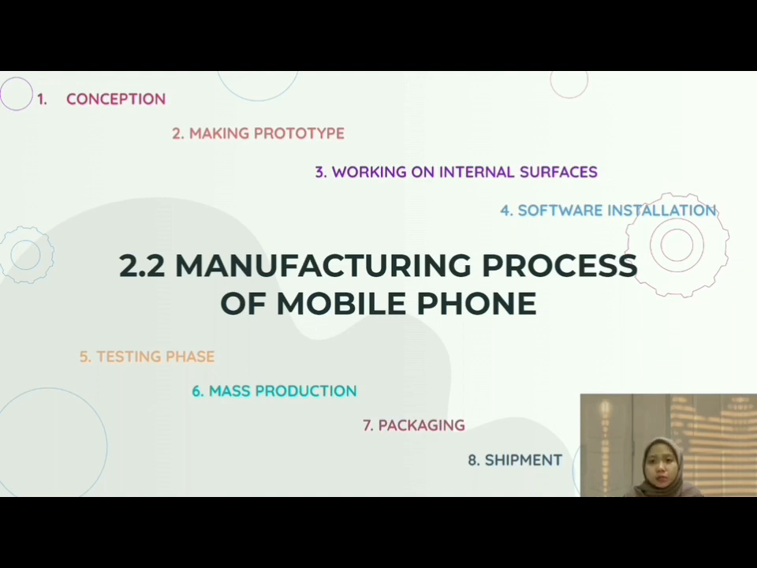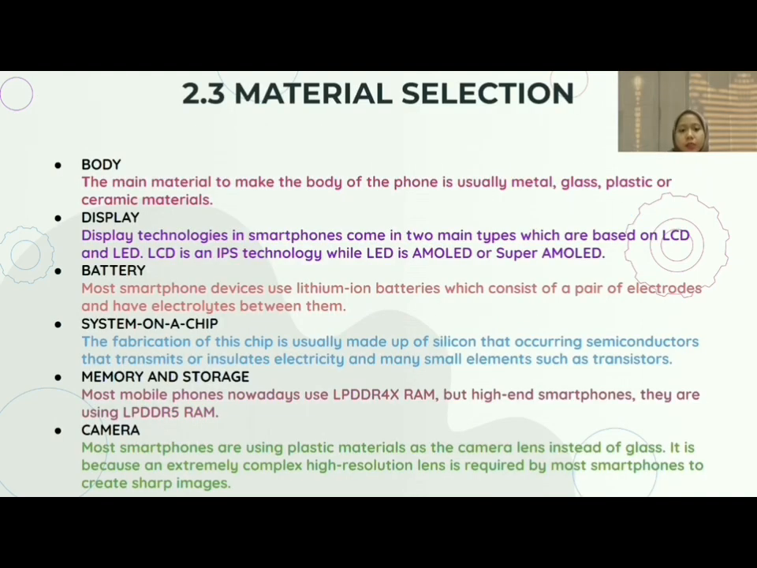And lastly, for the shipment step, all the packaged devices will be shipped and transported to different markets and countries around the world. So for the material selection for the body of a smartphone, the main material to make the body of the phone is usually metal, glass, plastic or ceramic materials. The metal body of a smartphone is usually made up of aluminum alloy that is mixed with a small amount of magnesium or other materials to enhance its strength and flexibility.